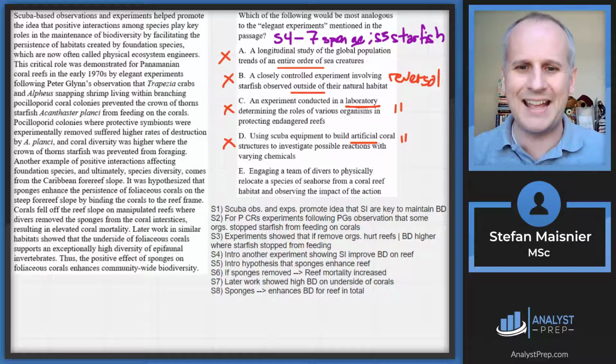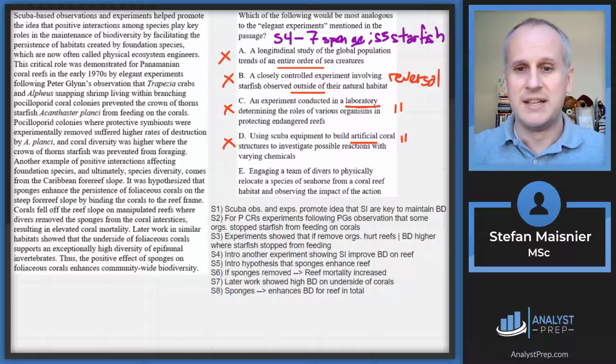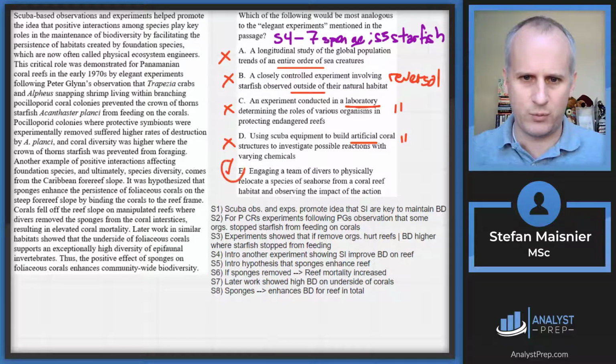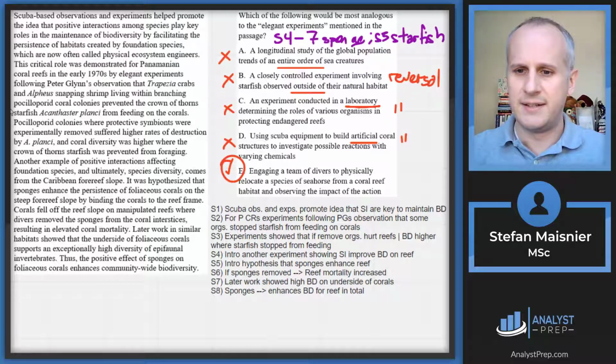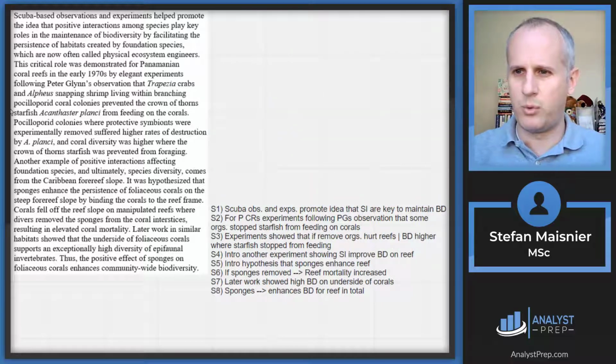Now, engaging a team of divers to physically relocate a species of seahorse from a coral reef habitat and observing the impact of the action. This is very similar. It just changes sponge and starfish for a seahorse, and this broadly matches what we would expect from the elegant experiments. So let's go ahead and clear out just this stuff, and we'll bring in one more question.